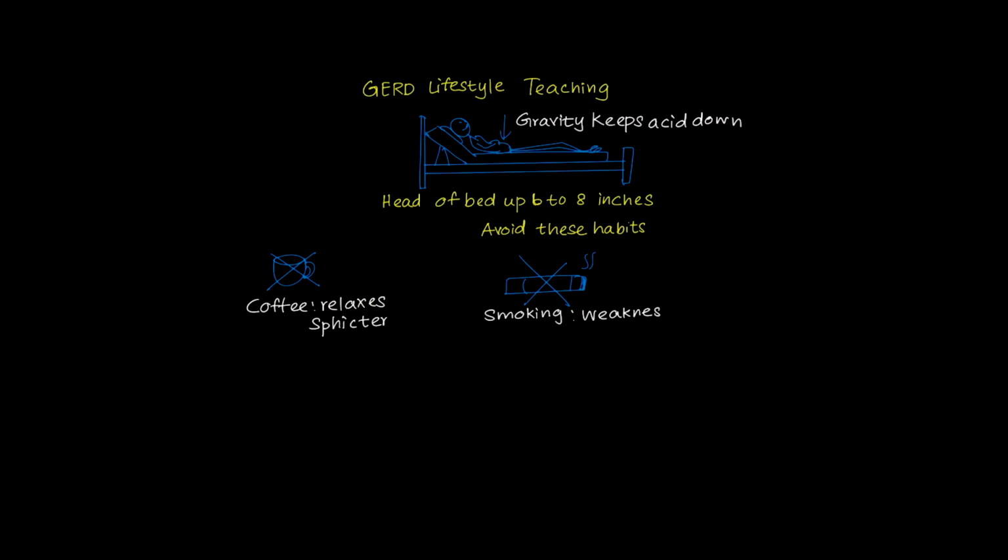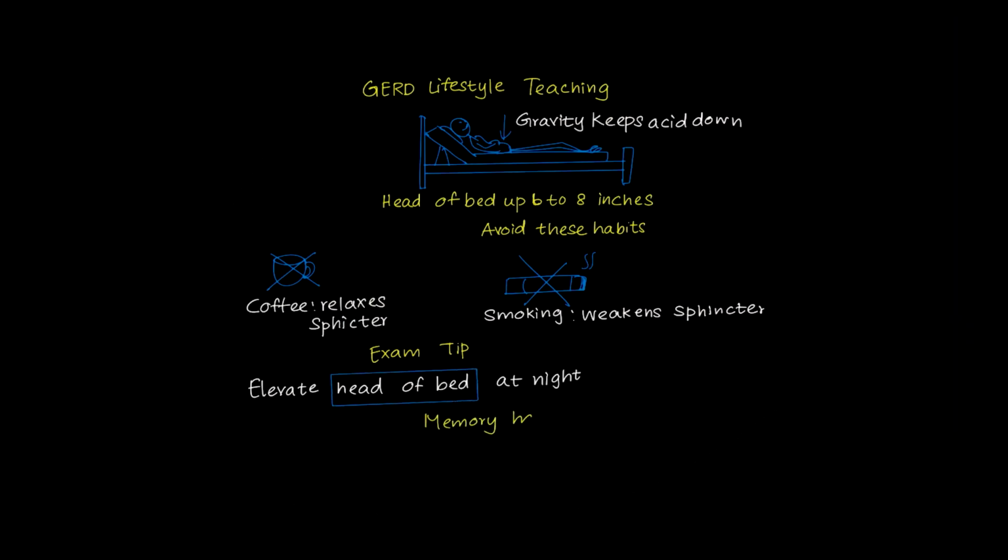Caffeine relaxes the sphincter and raises acid production, so multiple cups per meal is actively harmful. Lying flat right after dinner drops the diaphragm's help, so stomach contents flow backward easily. Smoking weakens the sphincter and worsens acid exposure, which is why smoking cessation is standard GERD teaching. Height of bed up, food triggers down.